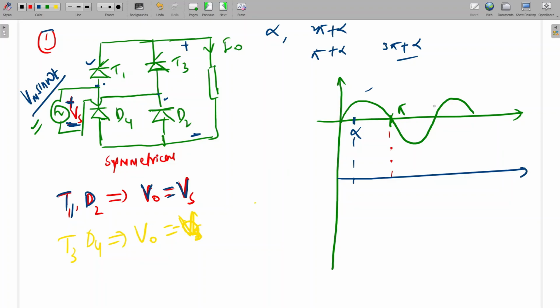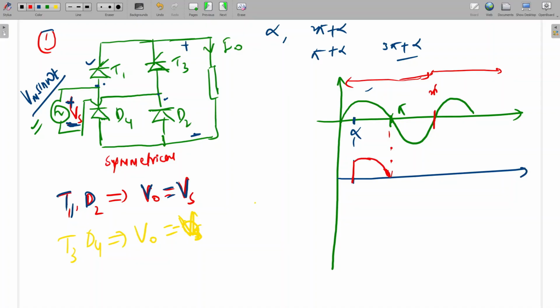But after 2 pi, we will get a steady state waveform. Since before alpha we are not firing, but we will consider every time steady state waveform only. So I will draw the steady state waveform. That waveform will come after 2 pi. So same waveform I will draw in first cycle also. So we are firing at alpha. Alpha means T1 D2 will conduct, which means output voltage will be the same as the source voltage.